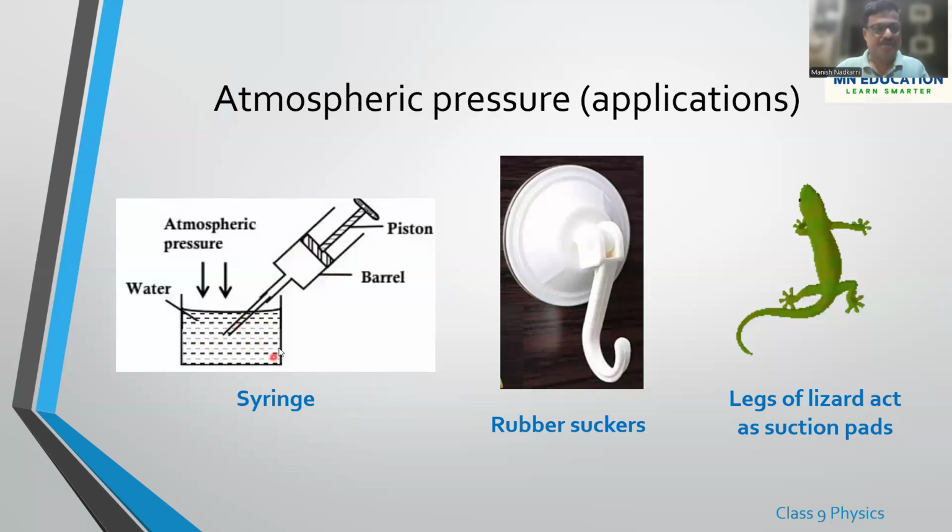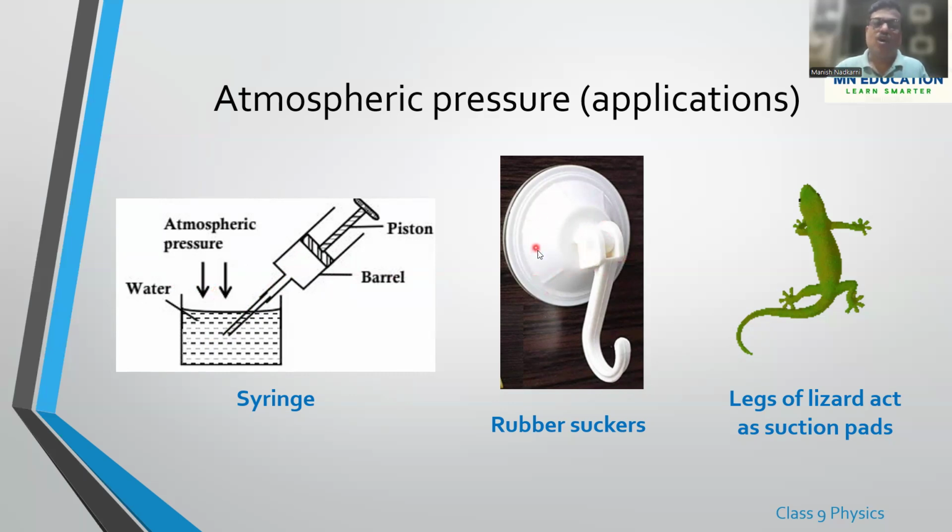This is a syringe, which is often used for giving an injection by doctors. How do you get the medicine to rise up in the syringe? When you pull this piston backwards inside the barrel, this space creates a low pressure region, a partial vacuum in this portion, due to which the atmospheric pressure pushes this liquid, whatever it is, into the syringe. So the liquid rises into the syringe due to the presence of atmospheric pressure.